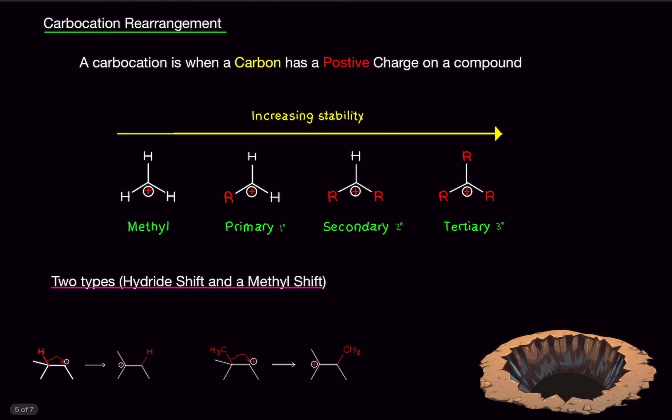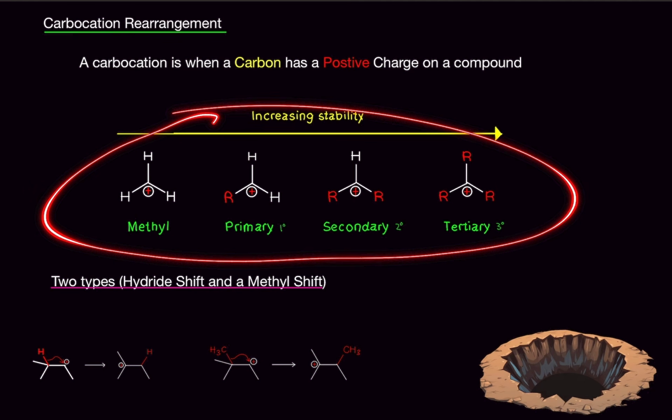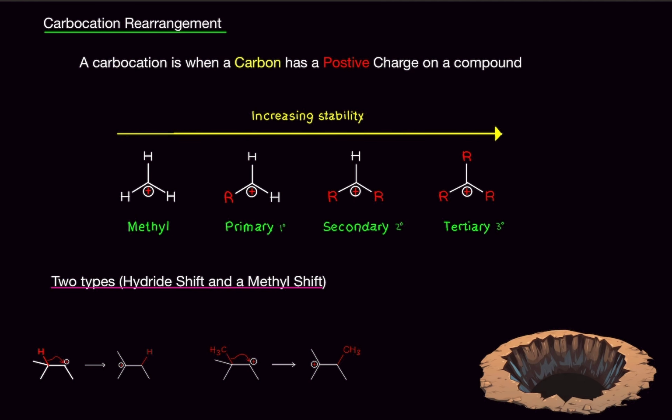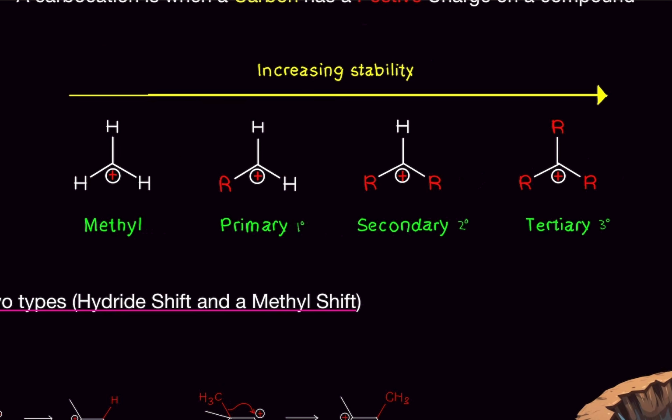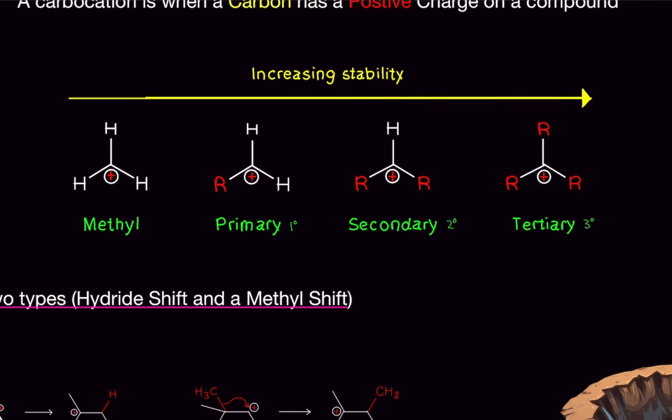Lastly is carbocation rearrangement. A carbocation is when a carbon has a positive charge on the compound. Now this is very, very important going forward in your entire organic chemistry career here. Carbocations have stability. When there are more R groups attached to the carbocation, it is more stable. So an R group is anything that's not a hydrogen.